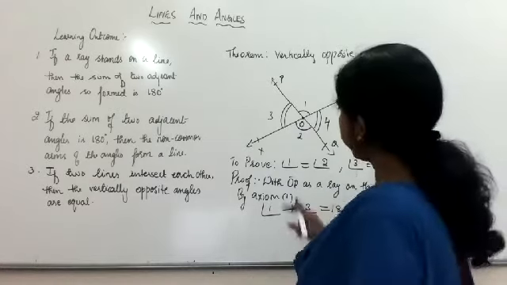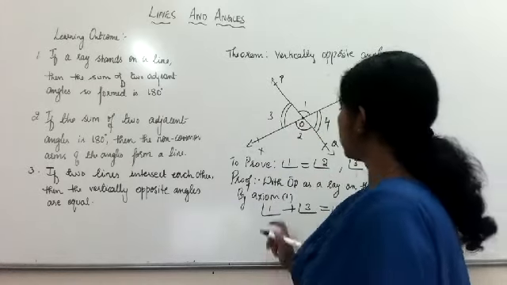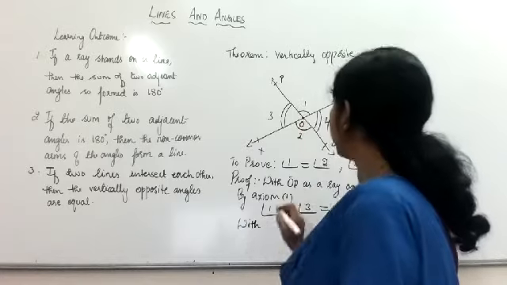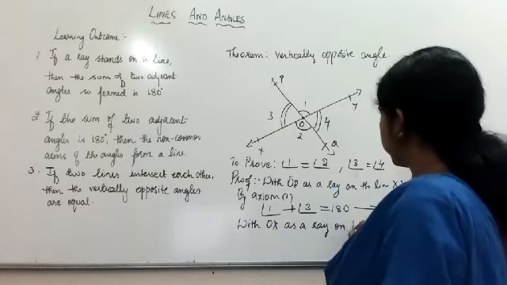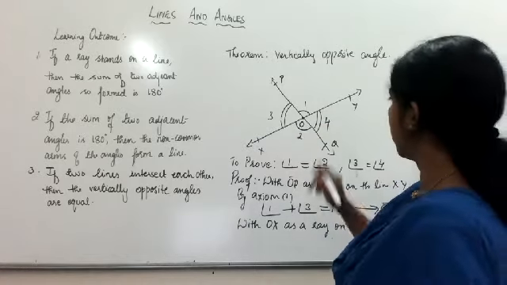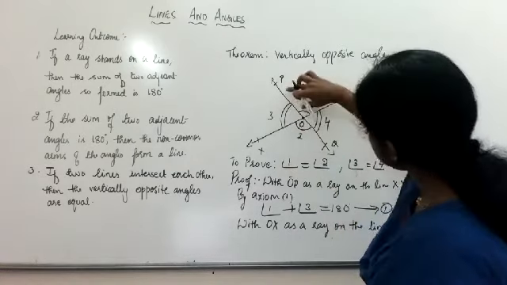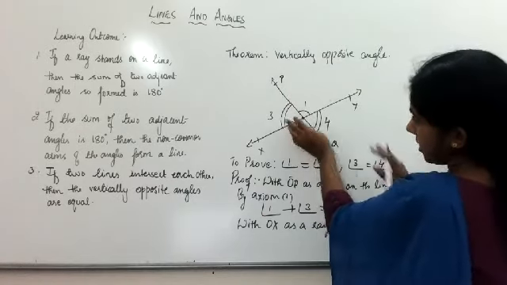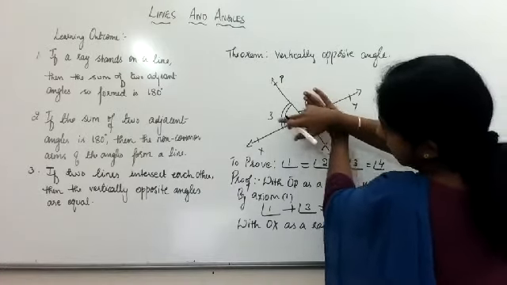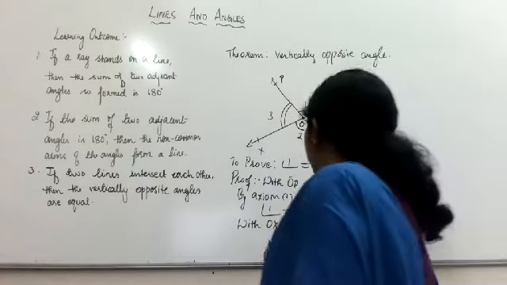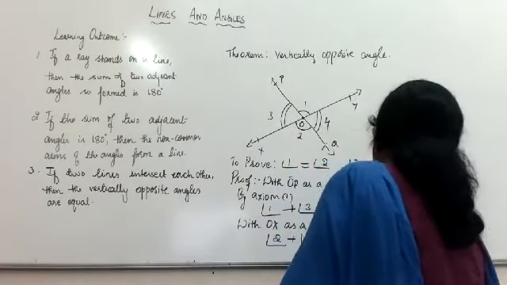Now let me take OX as a ray. Let me come to the immediate next line. So what we have now, similarly with OX as a ray, on which line? OX is standing on the line PQ. OX is a ray standing on the line PQ. What you can say? By axiom, these two angles add up to 180 degree. So again, angle 2 plus angle 3 is equal to 180 degree. This is our second observation.